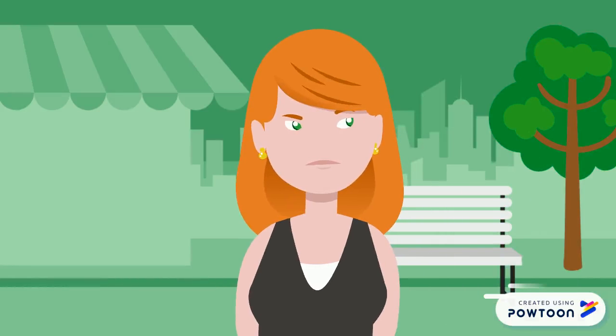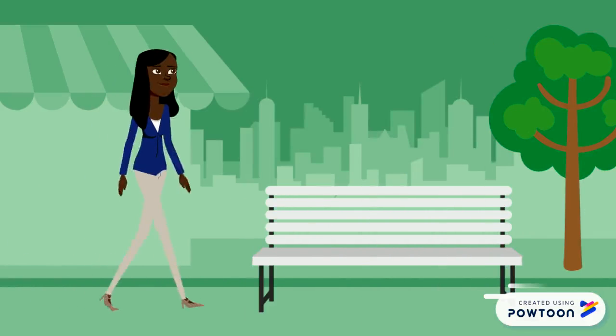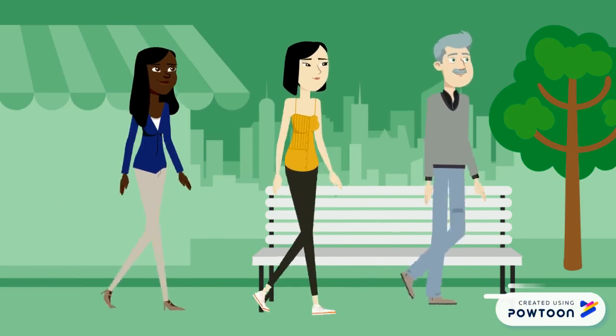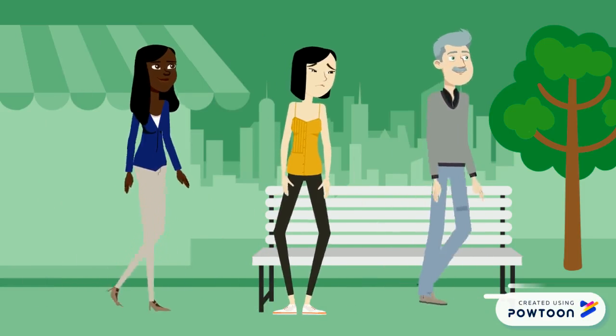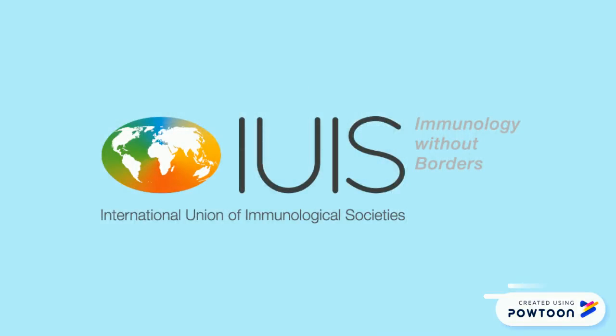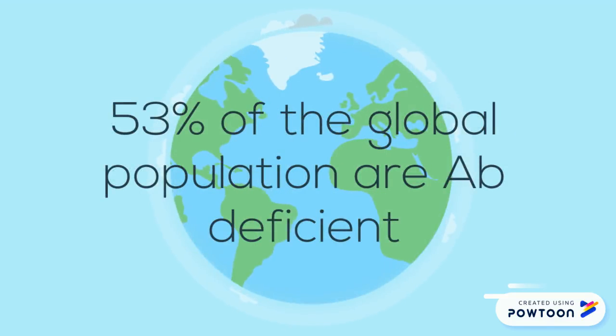Luckily for Jane, primary immunodeficiency disease is more common than previously expected. It should be noted that as many as 1 in 3 people of the general population suffer from a type of immunodeficient disease. In 2015, the distribution of patients diagnosed with primary immunodeficiency disease, based on a study conducted by the IUIS Expert Committee for the Classification of Primary Immunodeficiency, noted that 53% of the global population are antibody deficient.